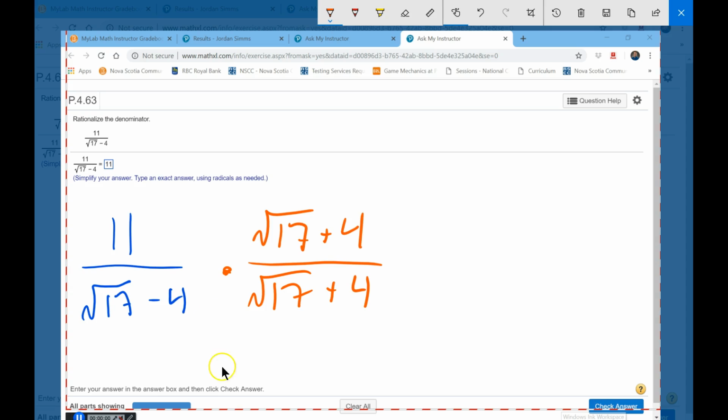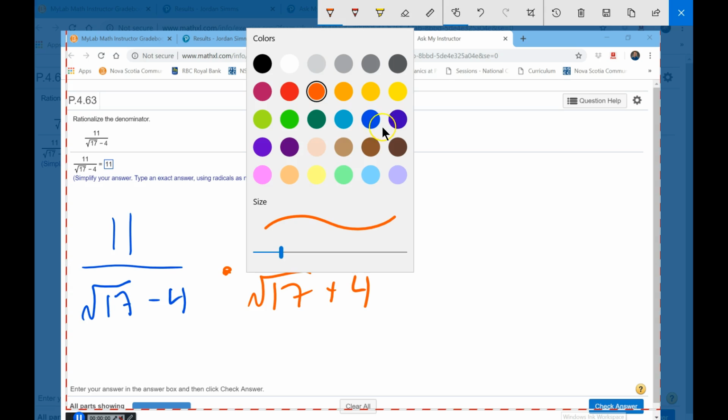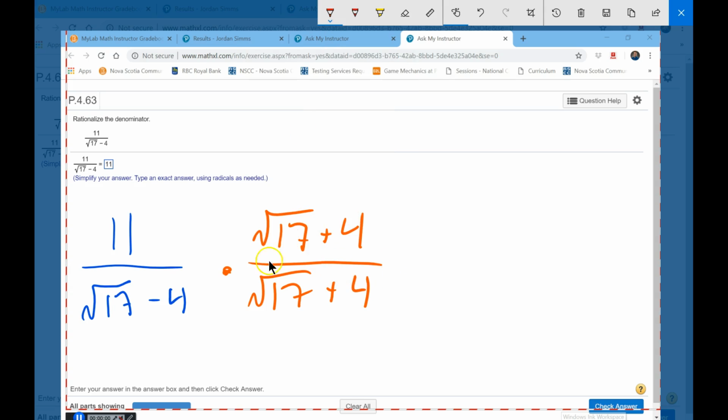Okay, so two ideas going on. Number one, this is the conjugate. It has a different sign, but still the same basic numbers on the left and right. And this whole thing in red here equals 1. Anything divided by itself equals 1. So we're not changing the amount of this in any way. We're just changing how we're going to express the answer.